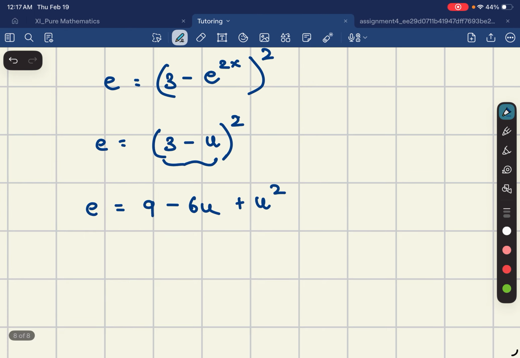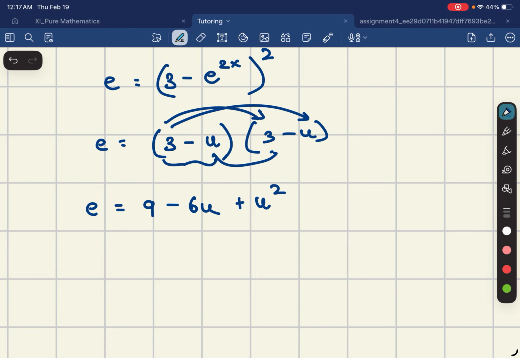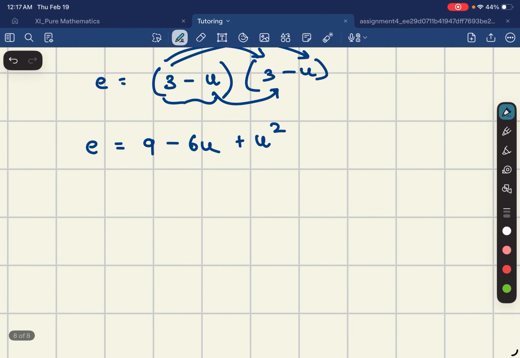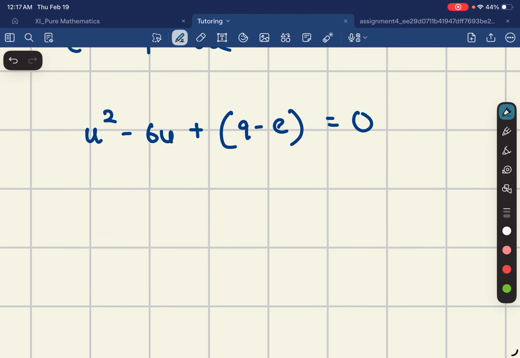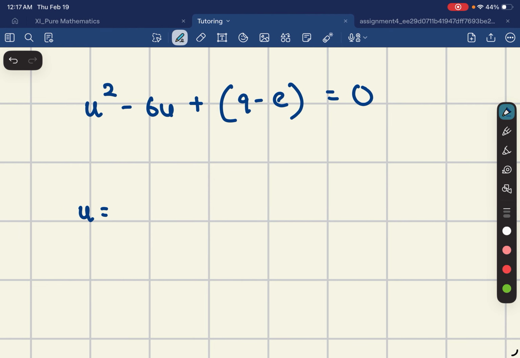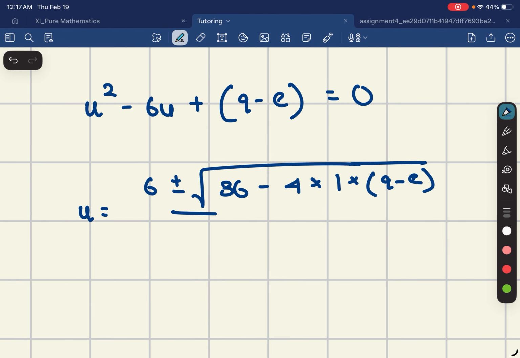And you can just do it like this. 3 minus u, so 3 times 3 is 9, minus 3u gives you minus 6u plus u squared is equal to e. So I have u squared minus 6u plus 9 minus e equal to 0. And I'm solving for u here. And u has to be positive. So if I use the quadratic formula, u is equal to 6 plus or minus the square root of 36, minus 4 times 1 times 9 minus e, all over 2.